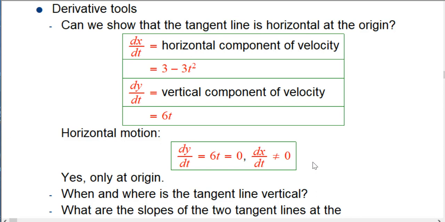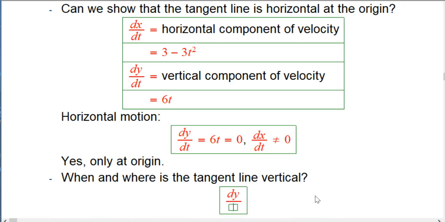Okay. When and where is the tangent line vertical? Well, that's very similar to this. It's where dx/dt equals 0.